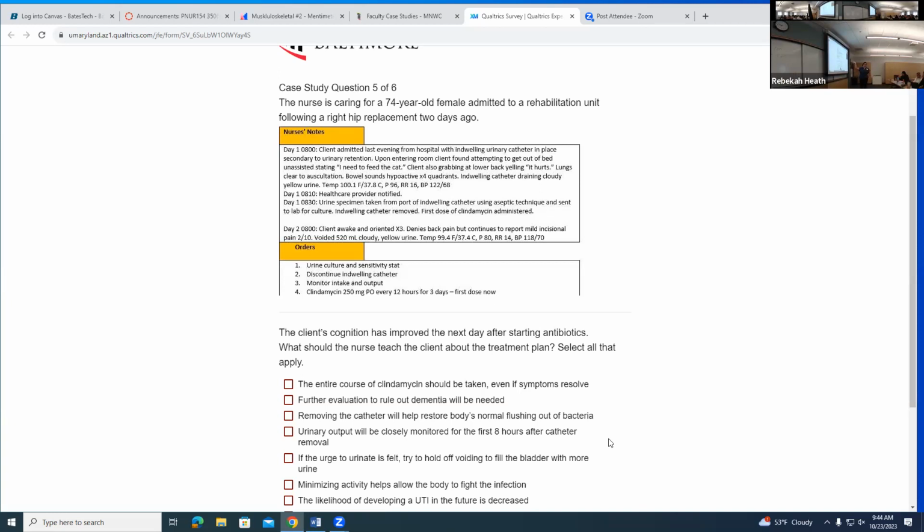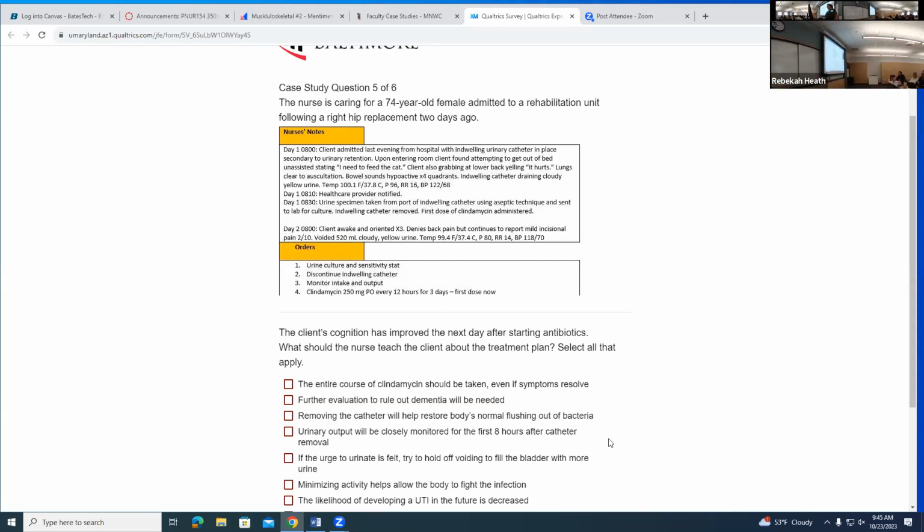Then we have day 2, 800. Client awake and oriented x3. Denies back pain, but continues to report mild incisional pain, 2 out of 10. Voided, so they peed. 520 mils of cloudy yellow urine. Temperature 99.4. Pulse 80, respirations 14, blood pressure 118/70. Underneath that, it says these are the orders. So this is what they already received. The culture, discontinuing the catheter, monitoring I&O, and the clindamycin. So nice job, you guys. You identified those orders, most of us, some of us.